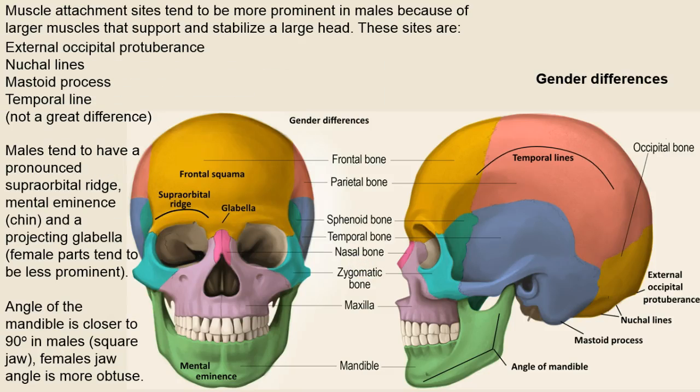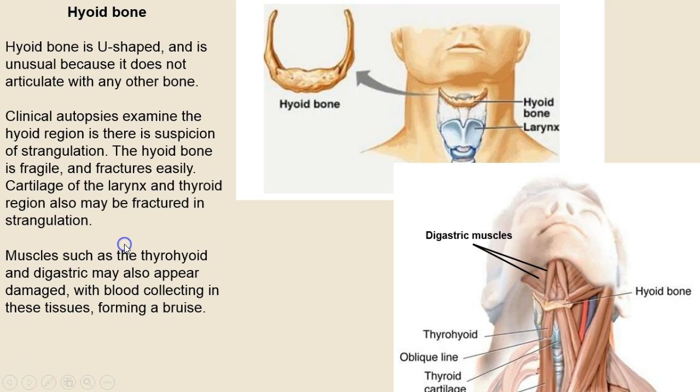Okay, how do you tell the guys from the girls? Well, take a look at this diagram. Muscle attachments are probably the best, but all this information is kind of iffy because sometimes the males and females have similar features. Yeah, but here's some basic ideas: the supraorbital ridge, mental eminence, the glabella. These all tend to be pronounced in men.